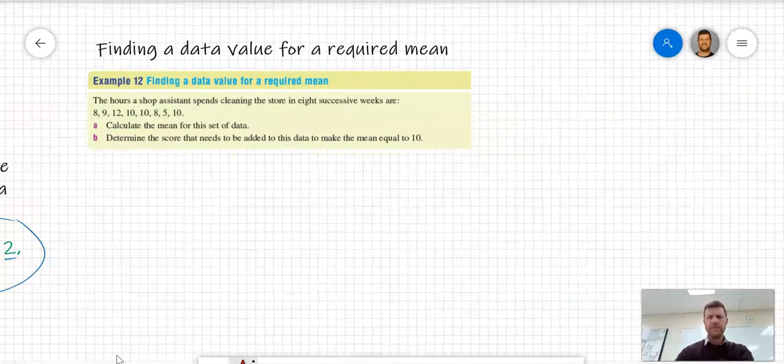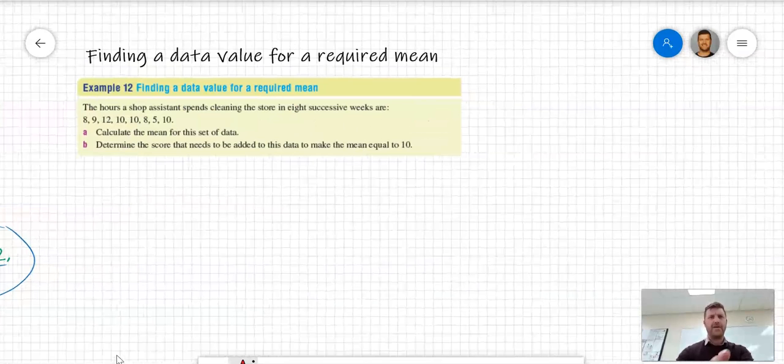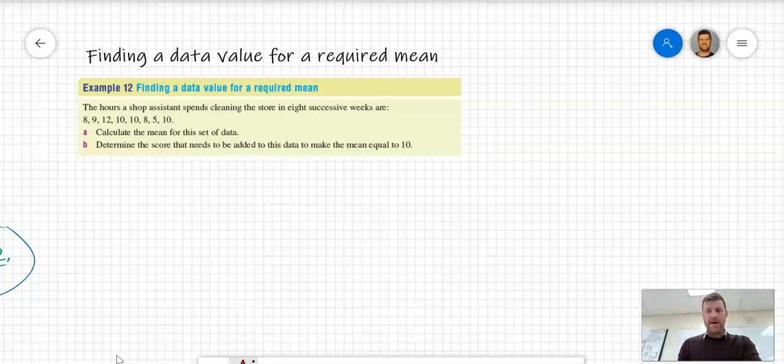Now, the second example I want to look at is finding a data value for a required mean. What does that mean? The example I've taken straight from the textbook is from page 536 for those of you in my class. The example goes like this. The hours a shop assistant spends cleaning the store in 8 consecutive weeks are 8, 3, 12, 10, 10, 8, 5, and 10. They're all pretty close. There's no outlier there. The first thing is to work out the mean number of hours she works per week.